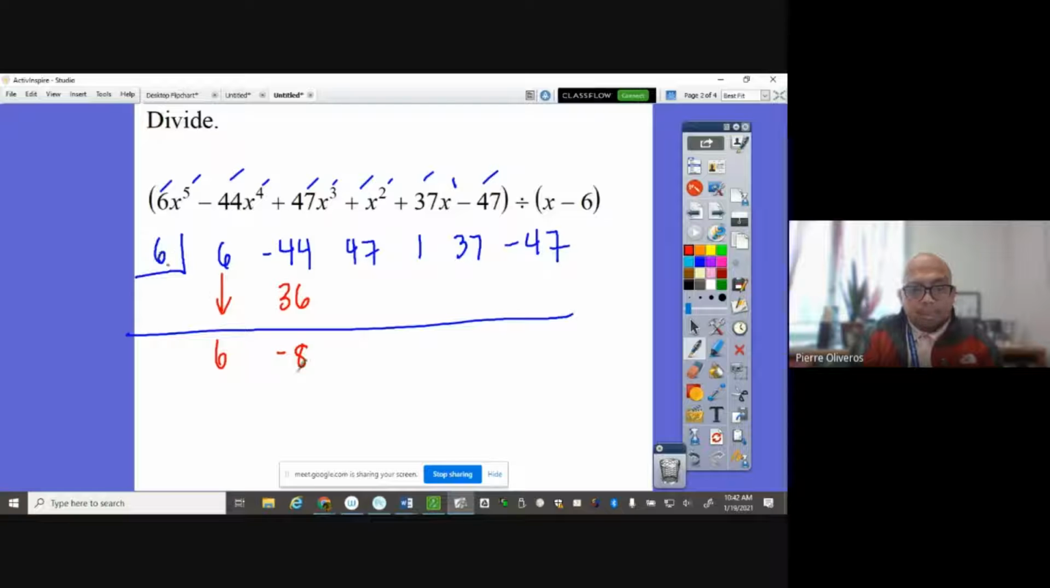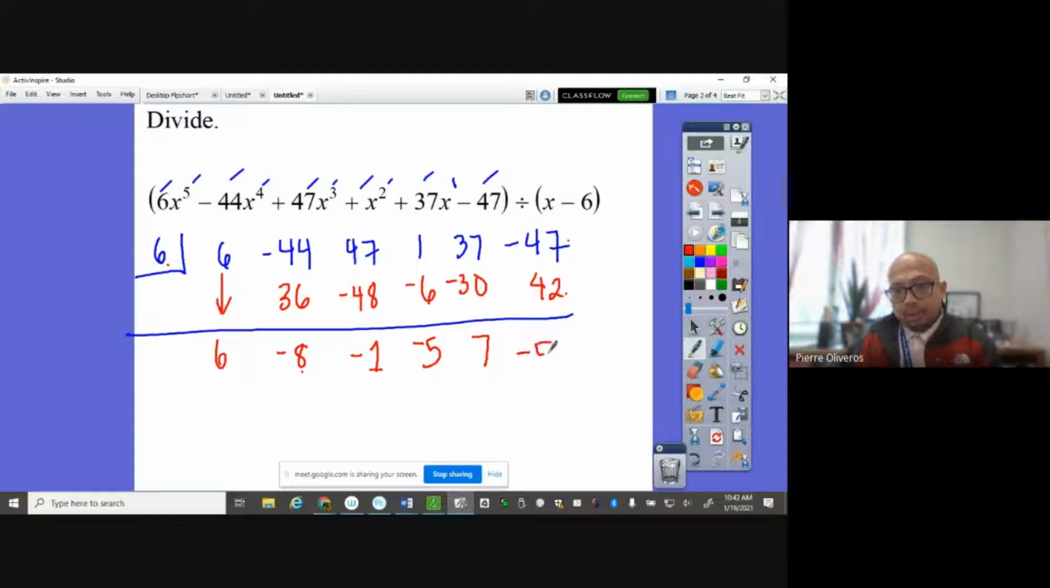And then multiply again 6 by negative 8. That will give you negative 48. Add them, it will be negative 1. Multiply negative 1 by 6 is negative 6. Add them, negative 5. Negative 5 times 6 is going to be negative 30. Before I continue, if you notice, the process is the same. You multiply the number in the third row by the number inside the box, and that gives the number for the next column. And just keep repeating the step. So again, 37 minus 30 is 7, so you're going to multiply 7 by 6. That will give us 42, and negative 47 plus 42 will become negative 5.